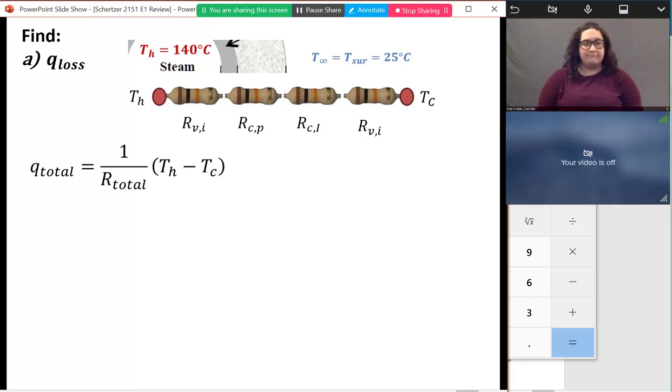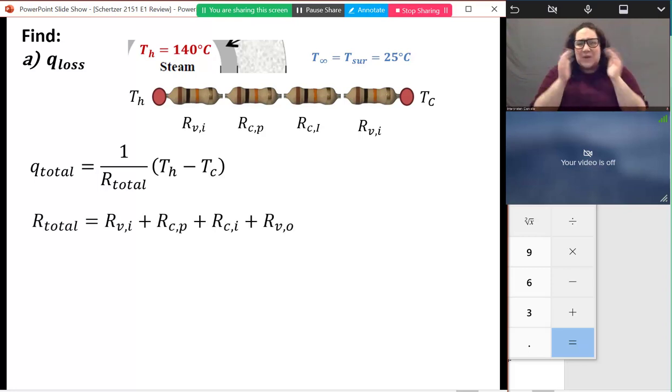And this would be great if I knew the total resistance, but I don't. So I have to work this out analytically, right? I have 4 different resistors in my network. 2 of them are convective resistances, and 2 of them are conductive resistances through a cylindrical surface.